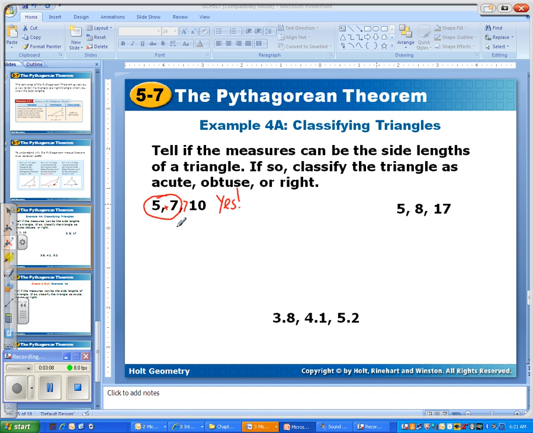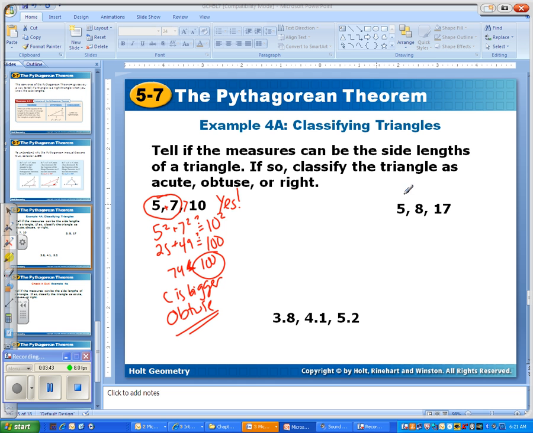Now, what type of triangle is it going to be? 5 squared plus 7 squared equals 10 squared, maybe. Okay, so 5 squared is 25, 7 squared is 49. I'm putting a question mark because I don't know if it's equal or not. 25 plus 49 is not bigger than 100, it's 74. So in this case, C is bigger. That means it's going to be obtuse. All right, so this is an obtuse triangle.